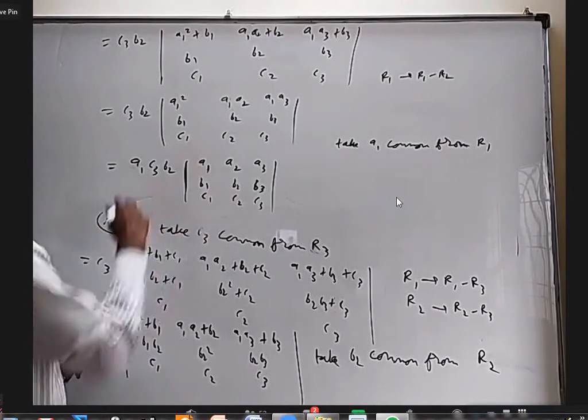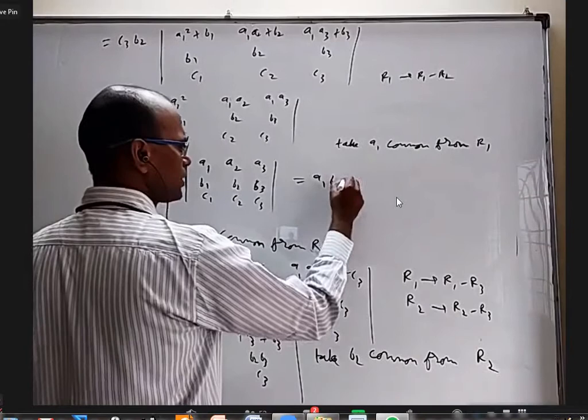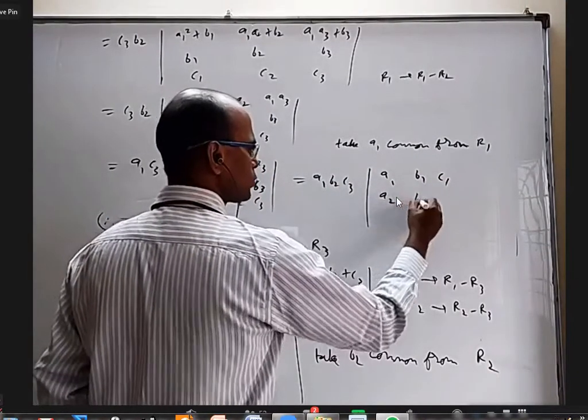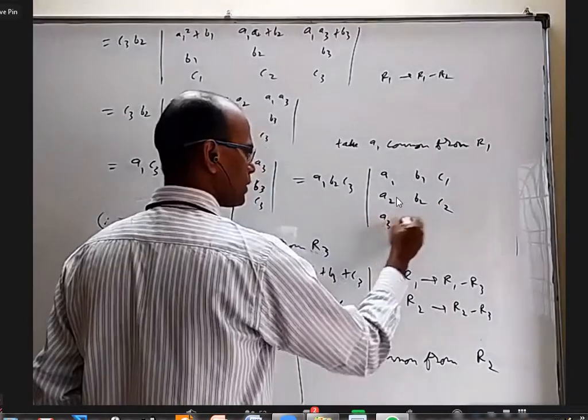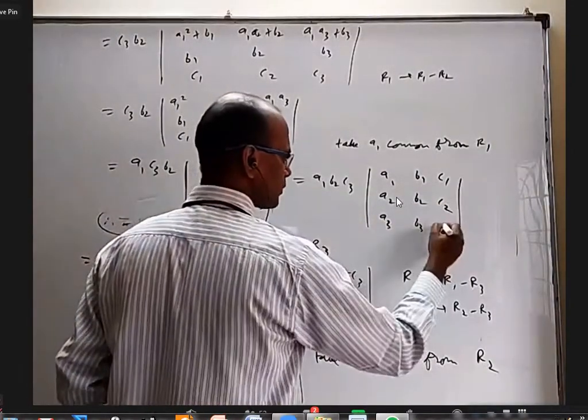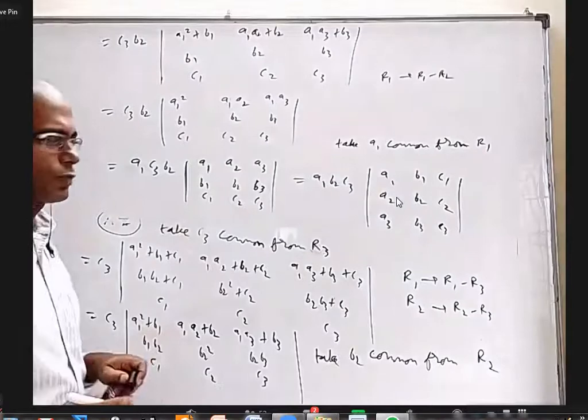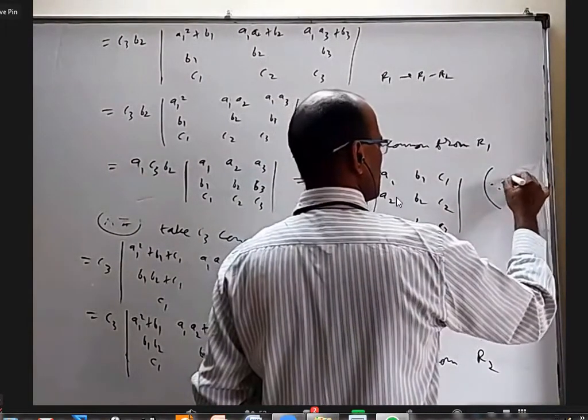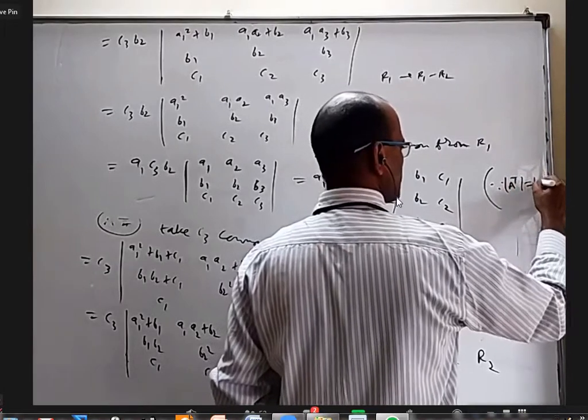So I have to transpose it now. So A1, B2, C3, then A1, B1, C1 like this, A2, B2, C2 like this, and A3, B3, C3 like this. The rows became columns. If you want, you can write that det of A transpose is the same as det A.